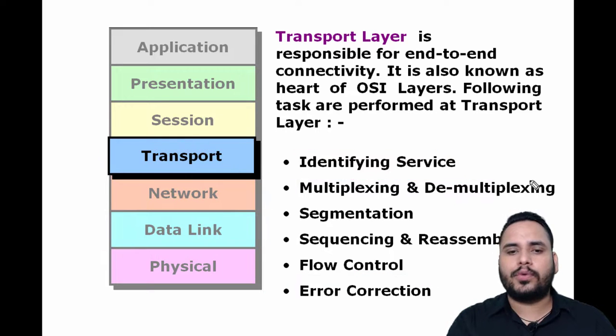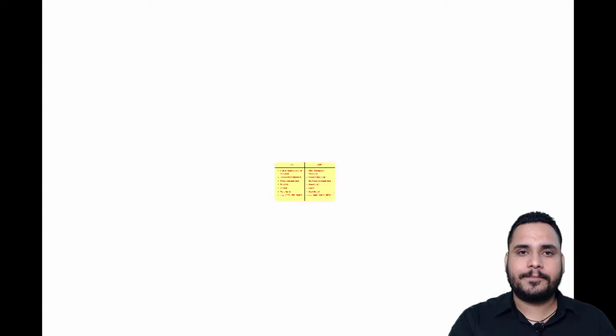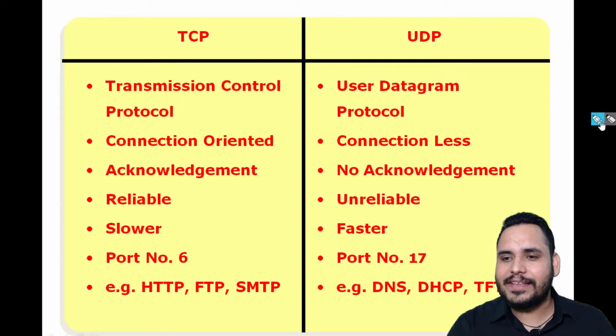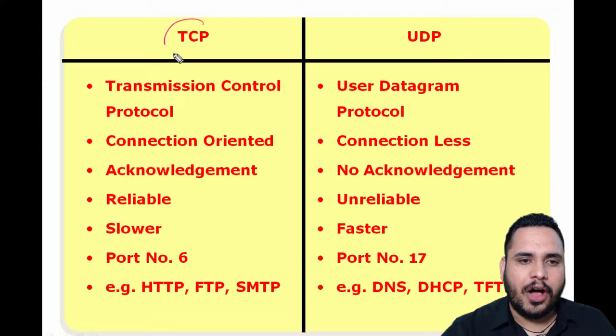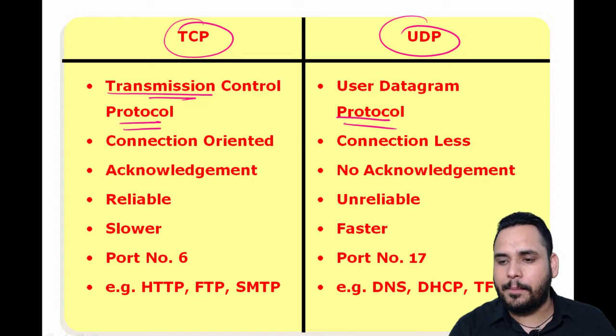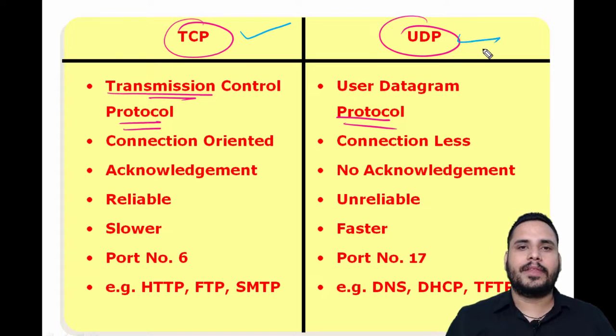So let's move on to the official concepts of the transport layer. That is very important. My first topic is how services are identified. There are so many protocols, so how are they identified? The difference belongs to TCP and UDP. Now, what is the difference? TCP stands for Transmission Control Protocol and UDP is User Datagram Protocol. What is the difference between TCP and UDP?